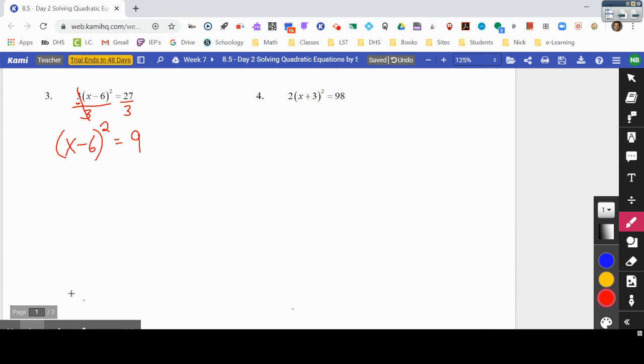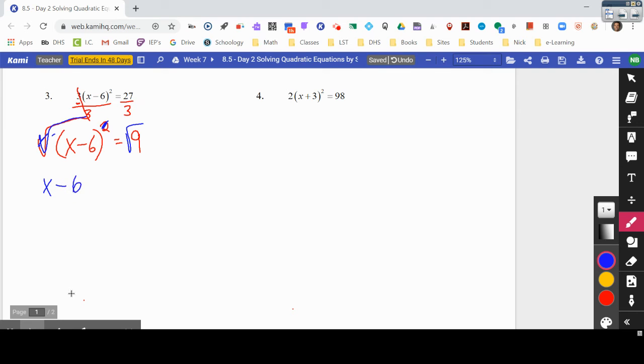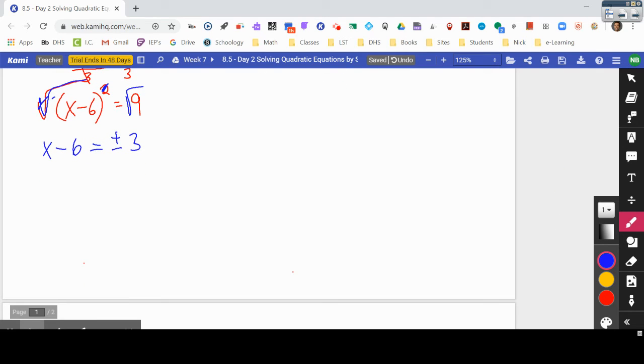Now my squared term is isolated, so I'm ready to take the square root on the left side and the square root on the right side. Again, that square root gets rid of that square. So I'm left with x minus 6 is equal to the square root of 9, again a perfect square number, which is plus or minus 3. All of today's problems and the homework are going to work out with perfect square numbers. So now I'm ready to set up my two equations: x minus 6 is equal to positive 3, and x minus 6 is equal to negative 3.